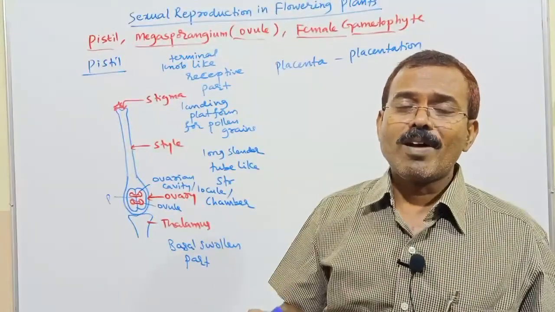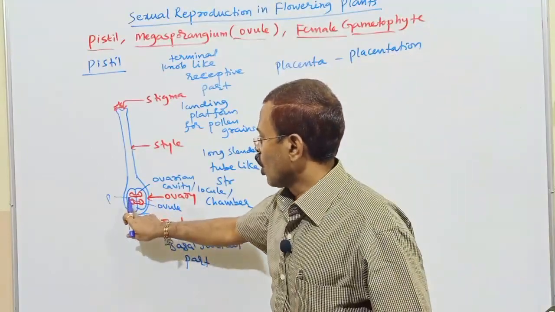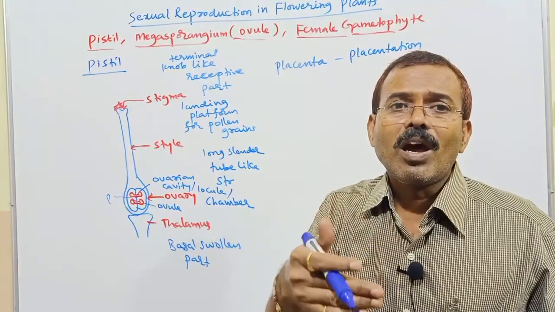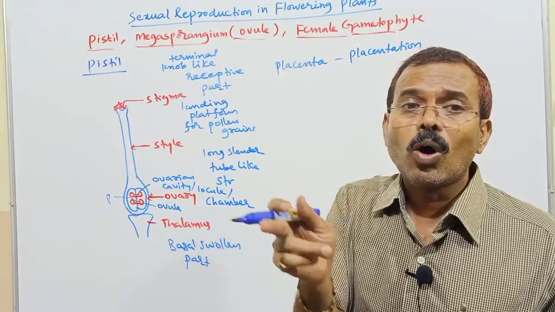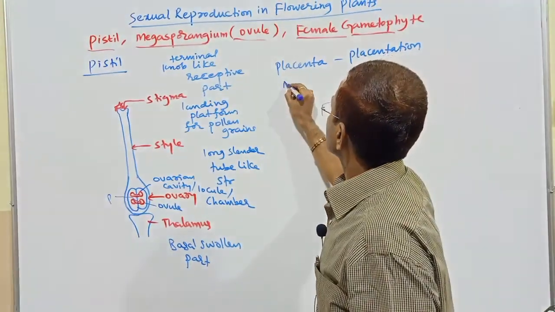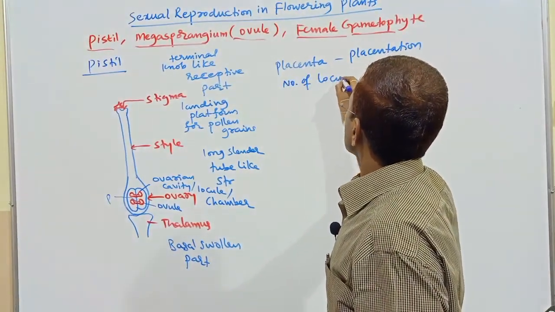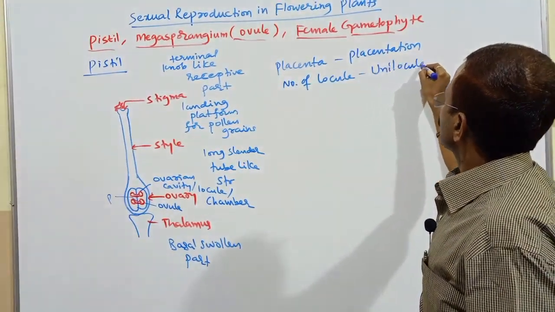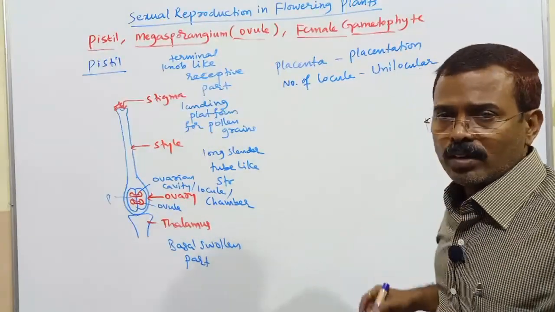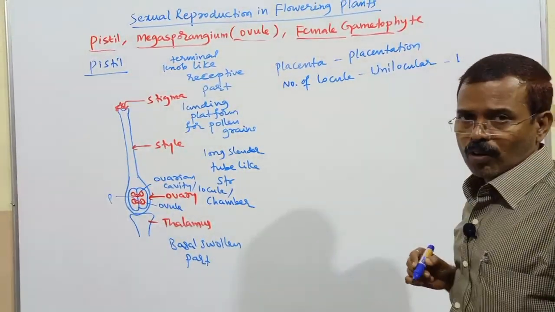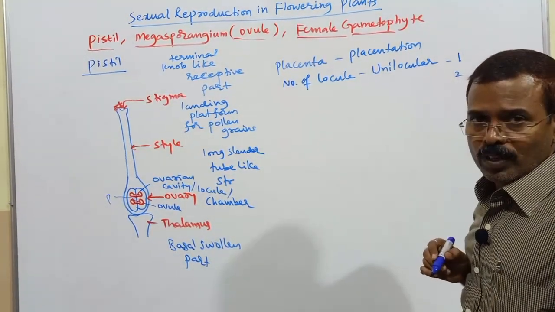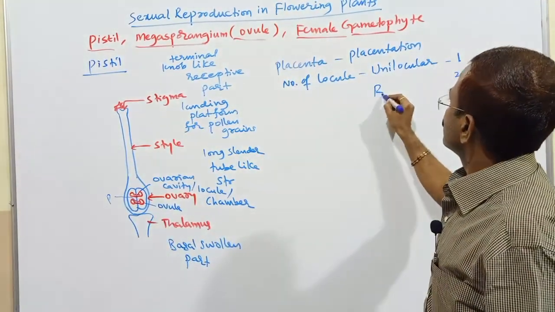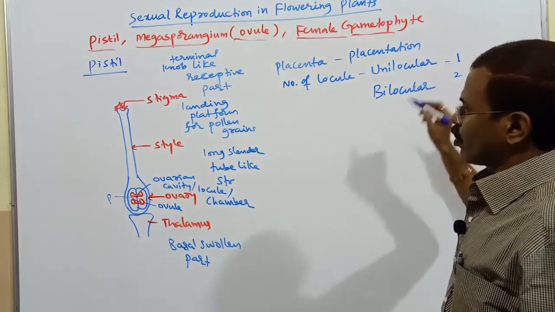So ovules are held by placenta within the locule or ovarian cavity. The number of ovules in the locule is variable. Even the number of locules in the ovary is variable. When the locule number is 1, it is unilocular. If there are 2 chambers, 2 ovarian cavities, then it is bilocular.